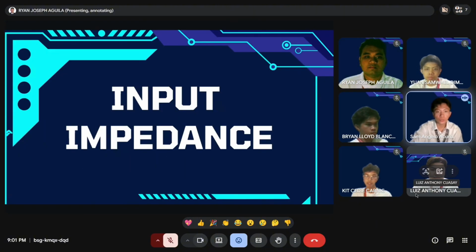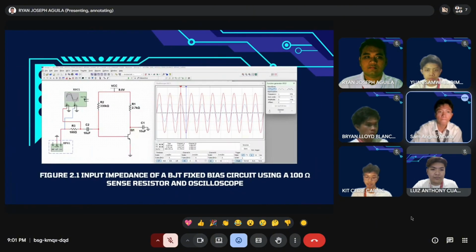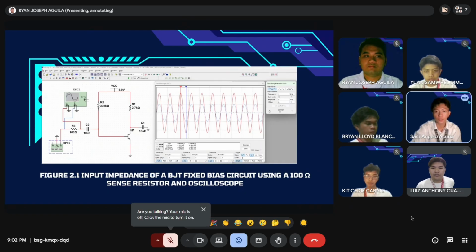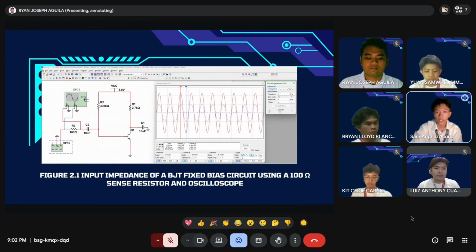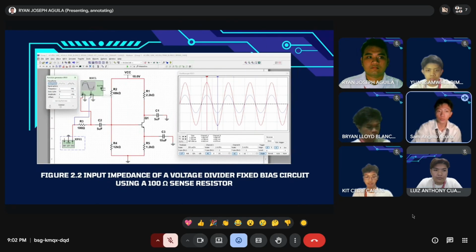For Figure 2.1, next slide please, which is the BJT fixed bias circuit. For the circuit configuration, the NPN transistor denoted by Q1 is a fixed bias setup, biasing with a single large 330 kilo ohm base resistor R2 connected to an 8-volt supply. The oscilloscope shows a noticeable difference between the input and the base signals, indicating a measurable current flow into the base.